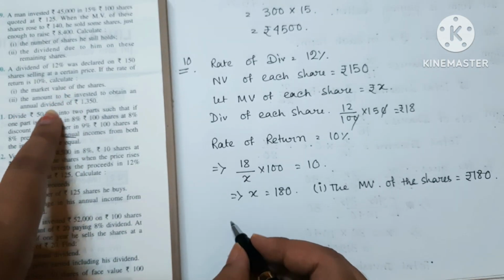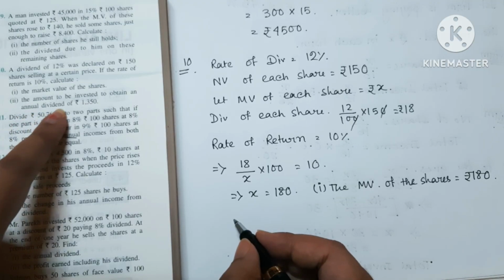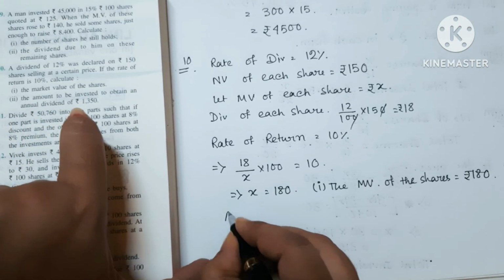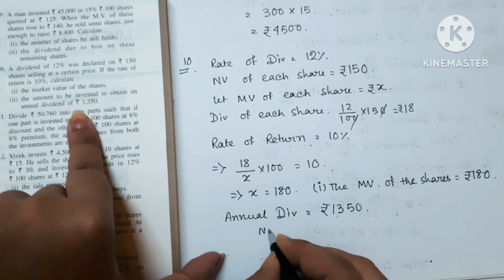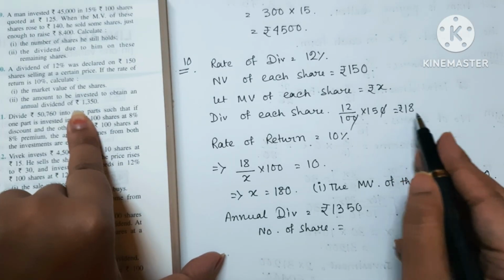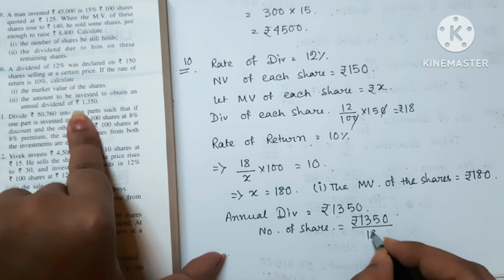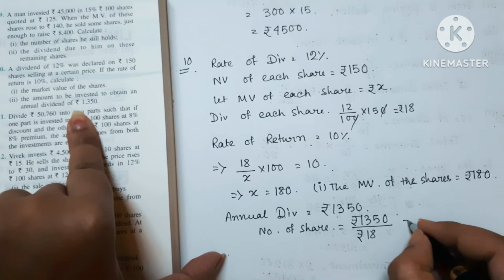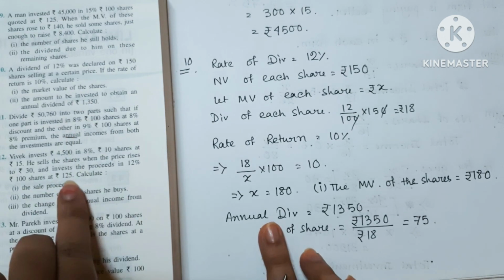Now, the amount to be invested to obtain an annual dividend. The annual dividend is given, rupees 1350. Number of shares is this one divided by the dividend per share, that is 18. So 1350 by rupees 18, so it will be 75. 75 is the number of shares.